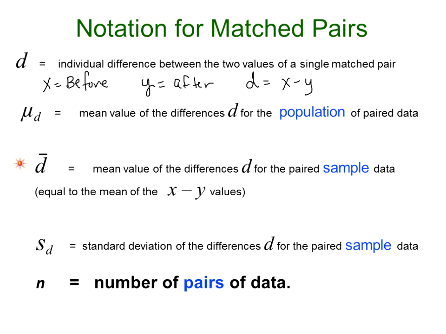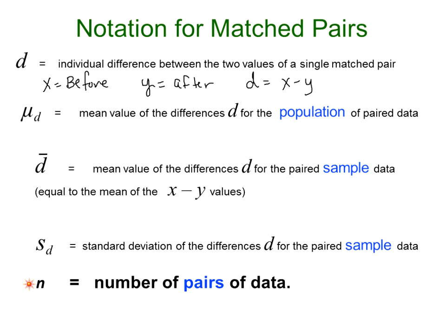And then we have the sample means. D bar, that's your sample mean. And that's the sample mean for your differences. All right, so we're paying attention to the differences. And so when we're looking at the differences, we're calculating the mean of the differences and the standard deviation of the differences. So the mean and the standard deviation of the differences is what we're focusing on. N is the number of paired data.